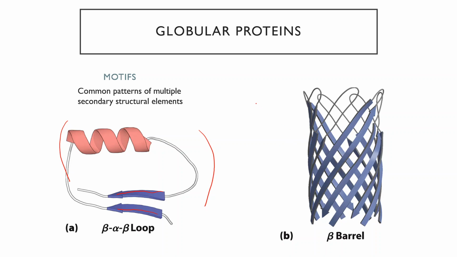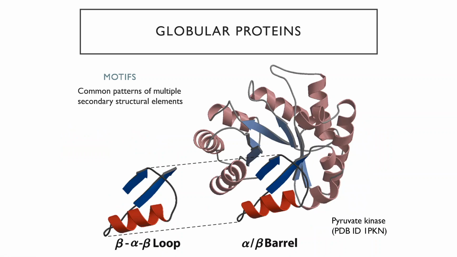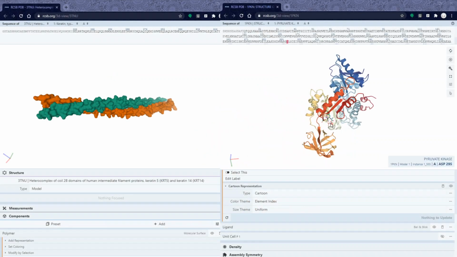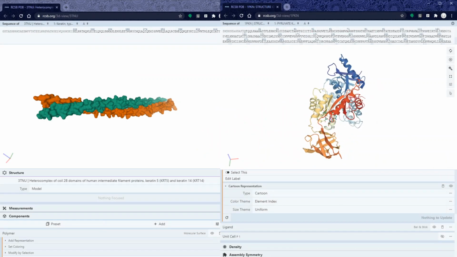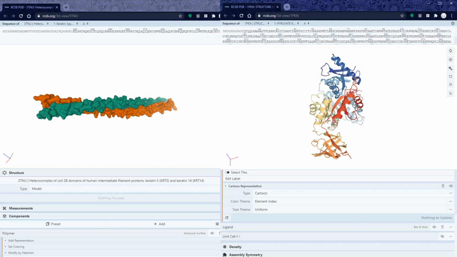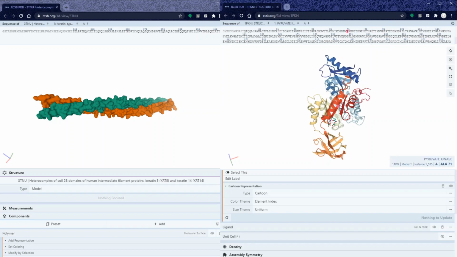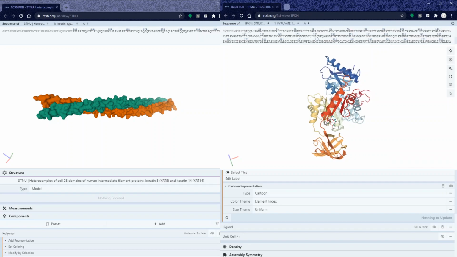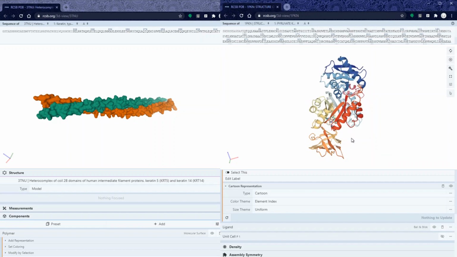This is another one. It's called a beta barrel, where you have a bunch of beta strands all kind of wrapping around a central cylinder. And again, multiple motifs may show up in a single protein. So again, this is that protein pyruvate kinase, and you can see that there are at least three versions of that beta alpha beta loop within the protein. Here's one version: here's the alpha, and then again two beta strands coming out of either end of it. And then again, two of those end to end form part of the structure of this protein. So again, those common patterns that show up a lot, we just call motifs.